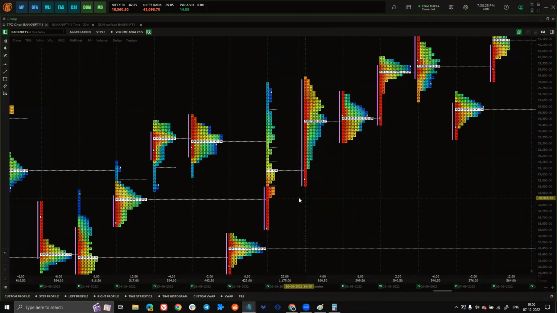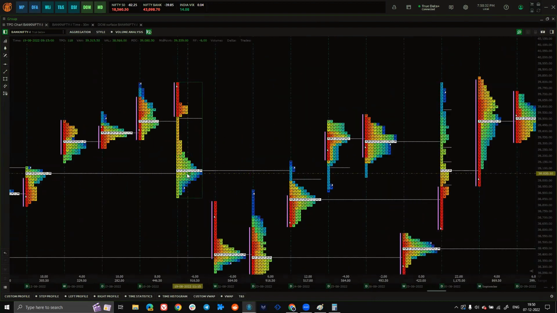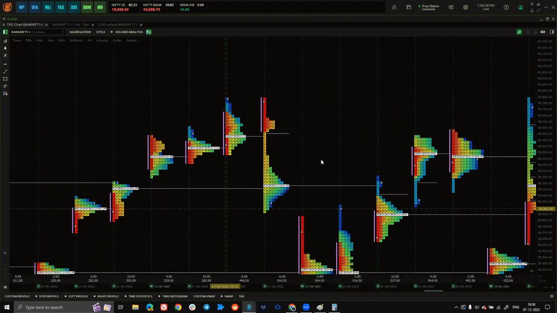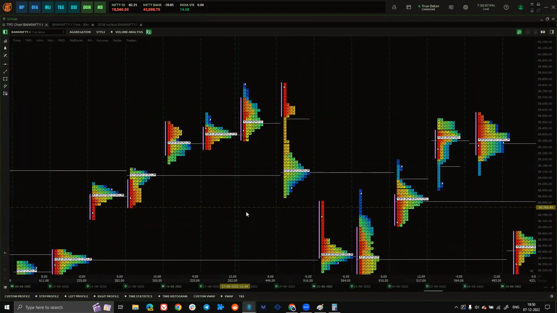Let me find an example of this. Okay, this is an example. Let me find a better one. Actually, here some cluster, here some cluster, separated by single TPOs or single boxes. That's your double distribution trend day.